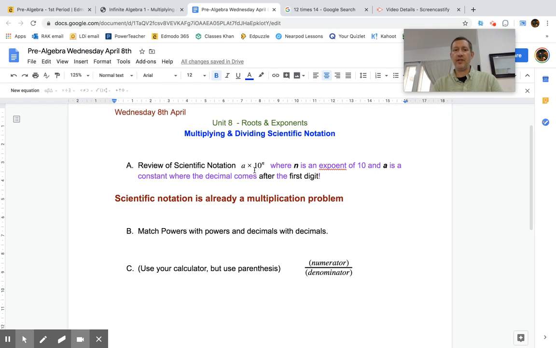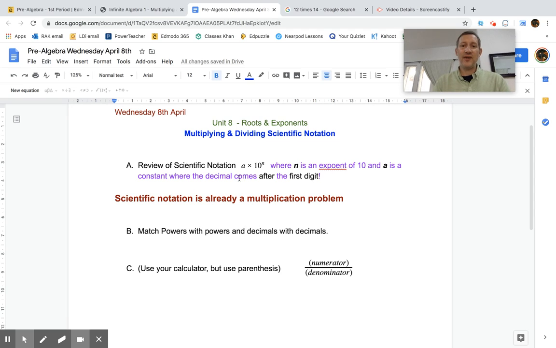First, we're just going to really quickly review scientific notation and point out that it means multiplication. Then second, we're going to talk about matching powers and decimals, powers with powers and decimals with decimals. That's a good method for multiplying. But then ultimately, for these problems, just use your calculator. Just make sure if you're dividing that you put the top part, the numerator, in parentheses, and you put the bottom part, the denominator, in parentheses. So this would be a good time to pause the video and write these notes down.